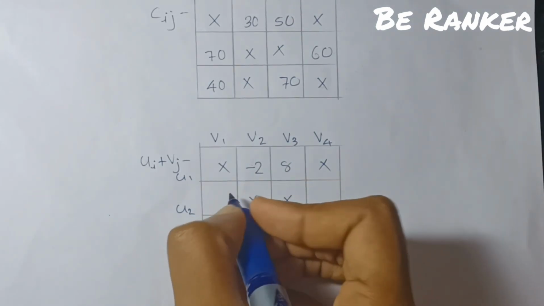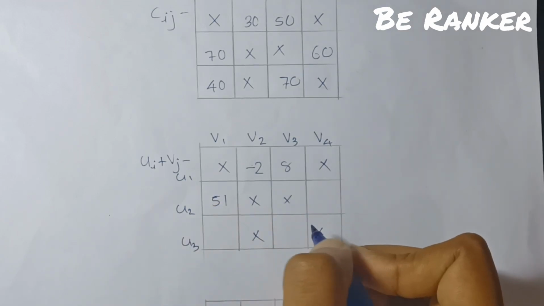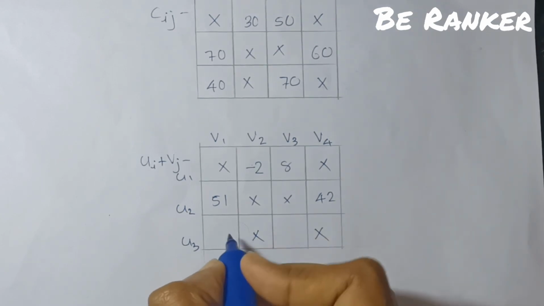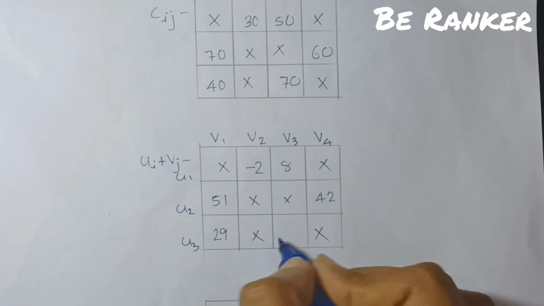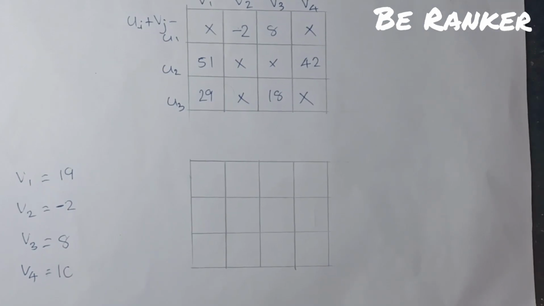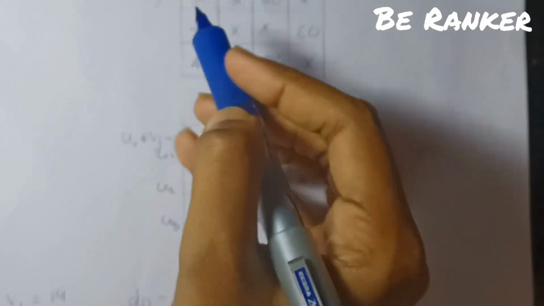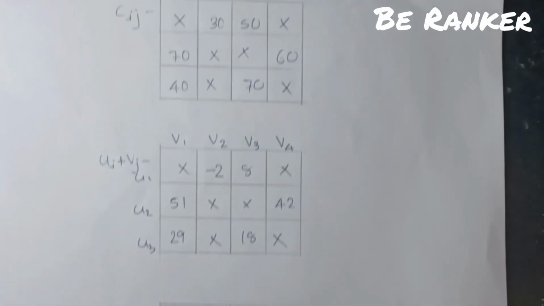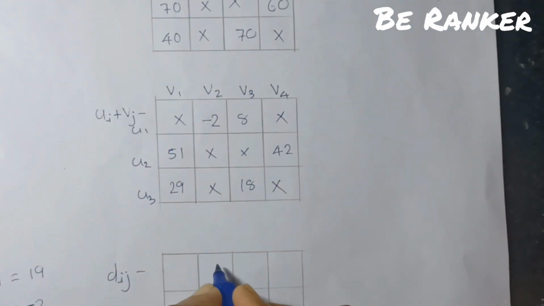Like this, I write all the values. U2 plus V1 is equal to 51. Then U2 plus V4 is equal to 42. Then U3 plus V1 is equal to 29. And the last one, U3 plus V3 is equal to 18. And the next step is to find the Dij matrix. Dij means the Cij minus Ui plus Vj. Then we get Dij. Here 30 minus minus 2, that is 30 plus 2 is equal to 32.